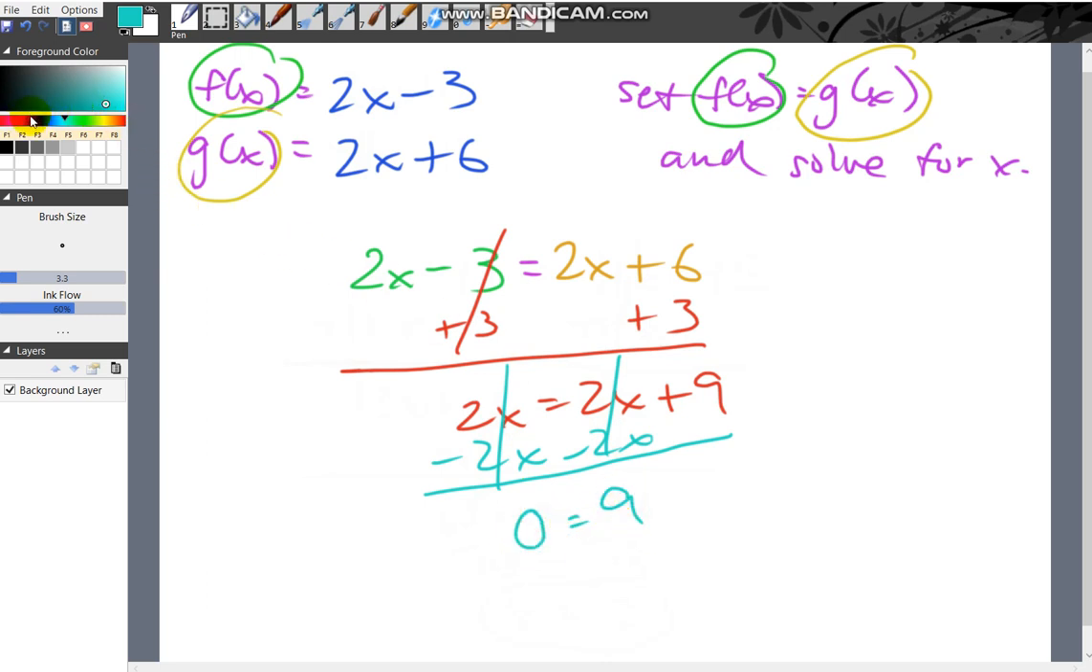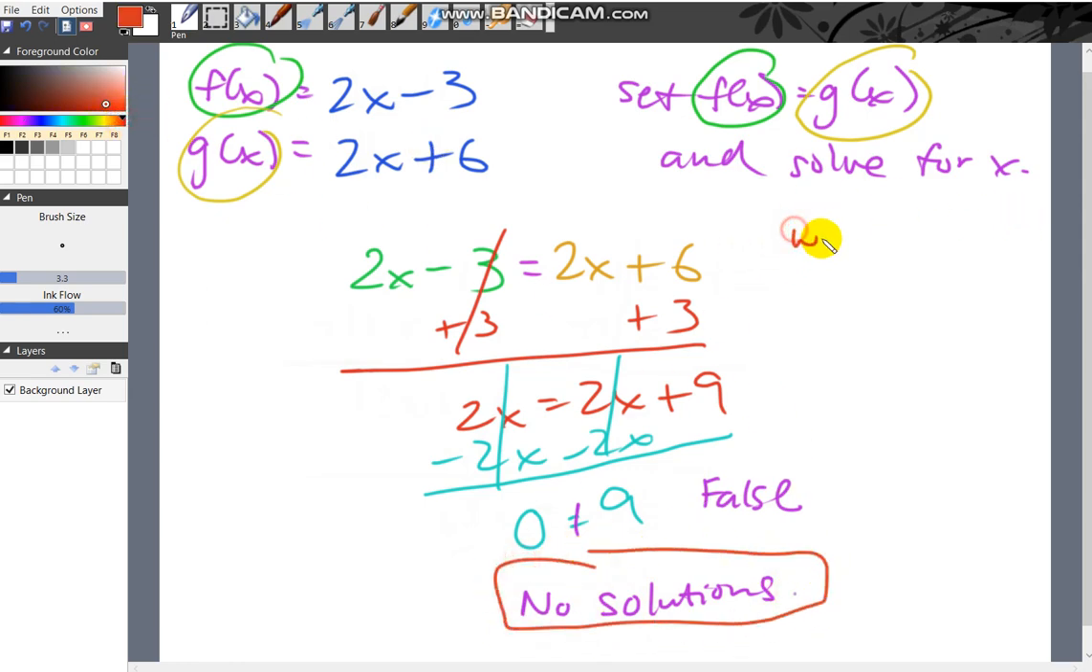So if you think about it, does 0 equal 9? No, it does not. Okay, so again, like I mentioned earlier, this is a false statement. So since this is a false statement, this is not true, and this means that we have no solutions. No solutions. So in this case, basically, we can't solve for x.